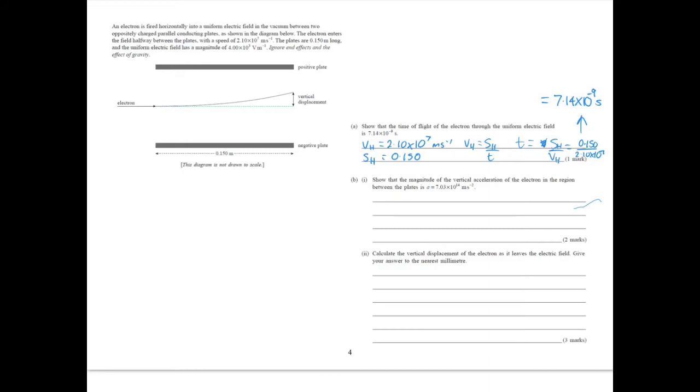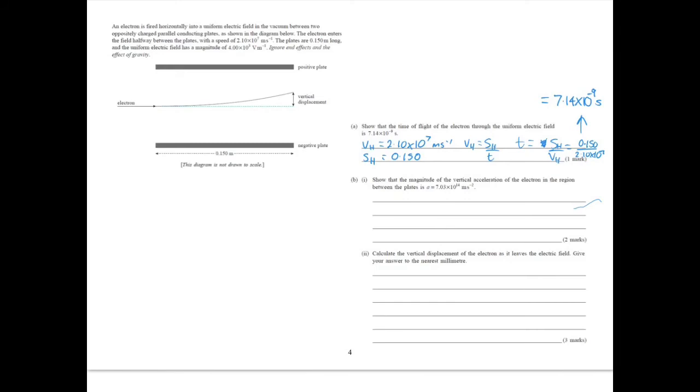Sometimes the beam will hit the plates. However, I think this question tells us the electron enters halfway between the plates. I think we can imply from this question, and we're going to show that later on as well, that this beam won't hit the plate, so it will travel through that whole distance.